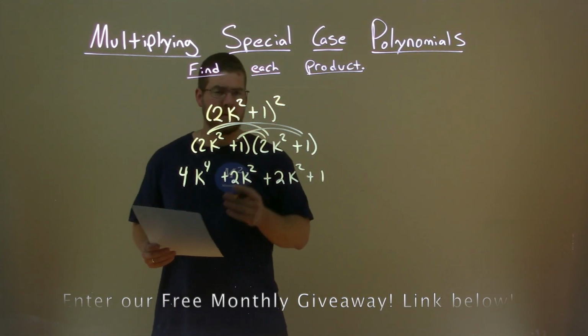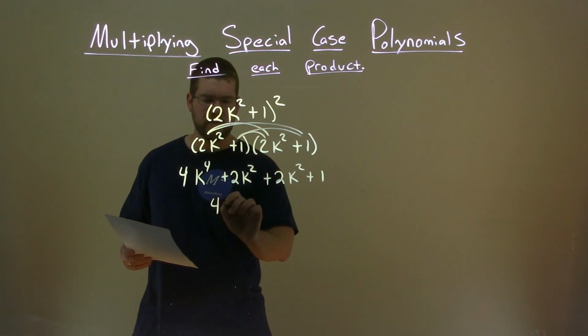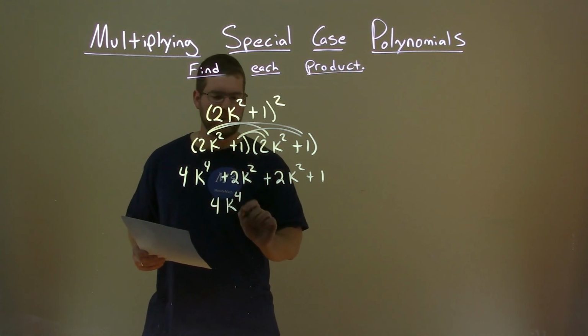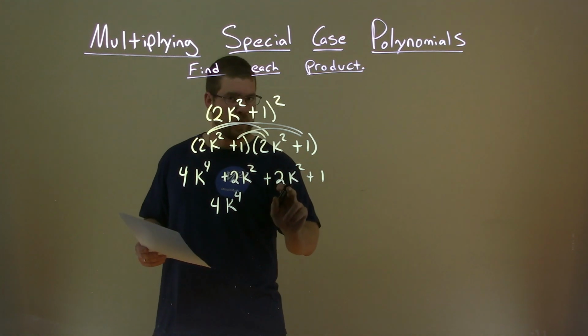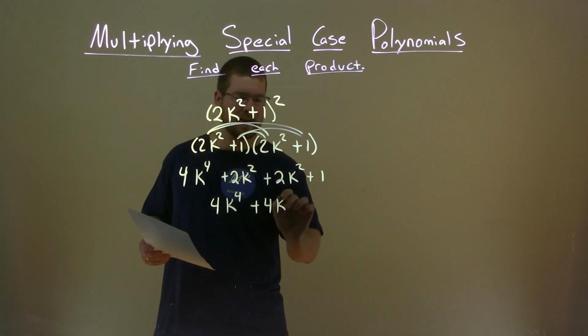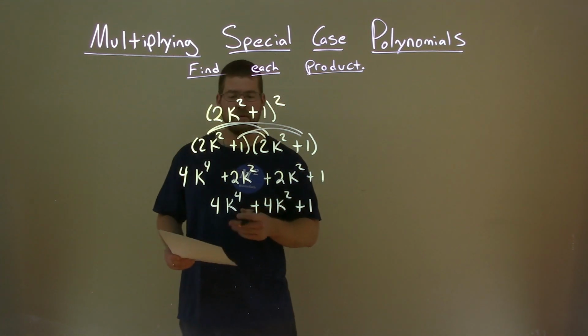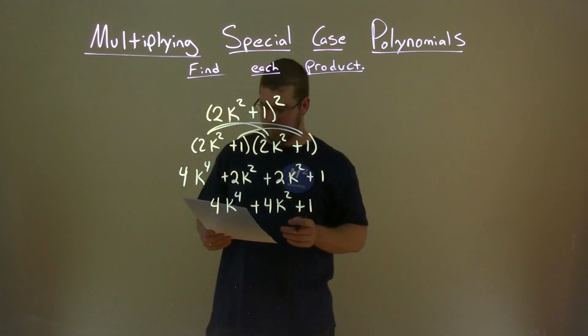So now we got to combine our like terms. Well, this is k to the 4th power, no other like term. Bring it down, 4k to the 4th. 2k squared plus 2k squared, we add them together, and we get 2 plus 2 is 4, so 4k squared. Bring down the plus 1, and there we have our final answer, 4k to the 4th power plus 4k squared plus 1.